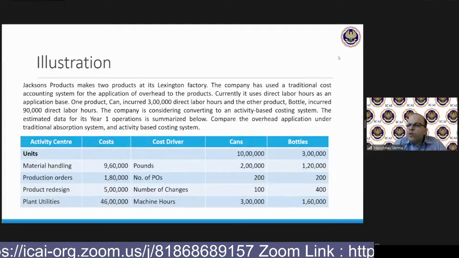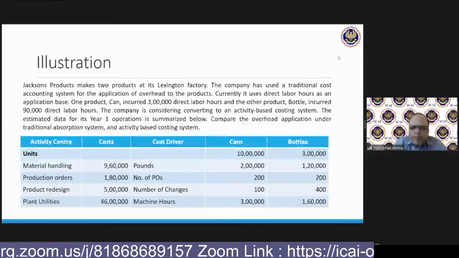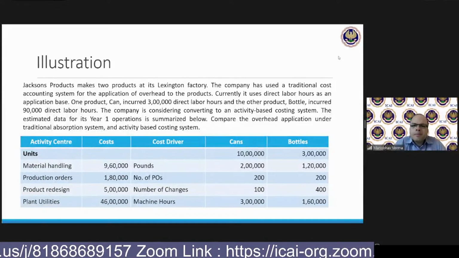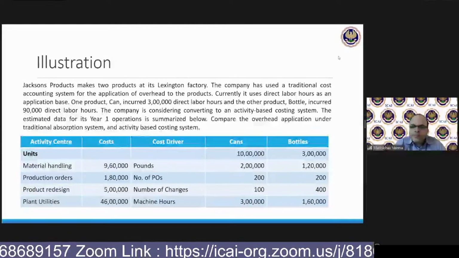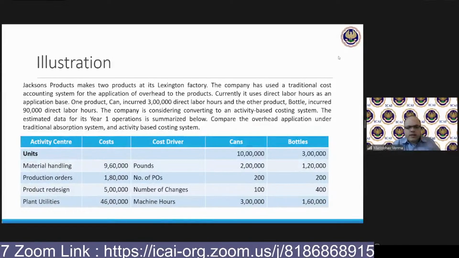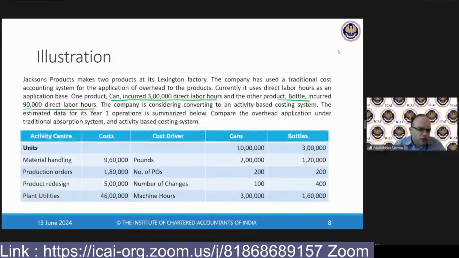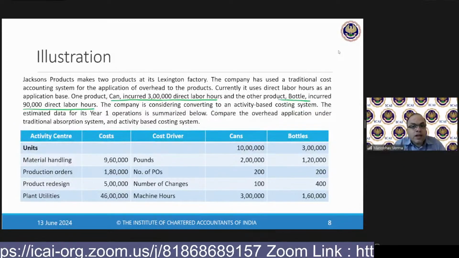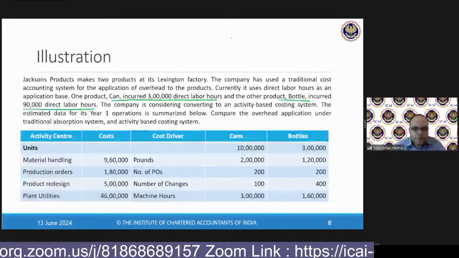If I want to start with applying or absorbing the overhead based on the traditional system, what should be my first step? What ideally should be my first step, guys? Anyone? Let's see if you guys are answering on the query panel. What should be my first step here? How do we approach? Sweetie, absolutely correct. Sweetie says it's absorption based. So that's what they are currently doing because they are using the direct labor hours.